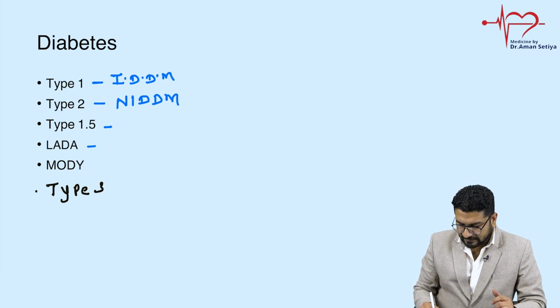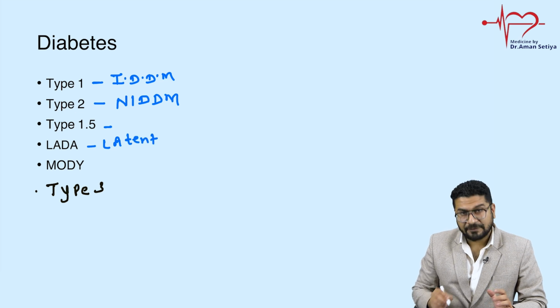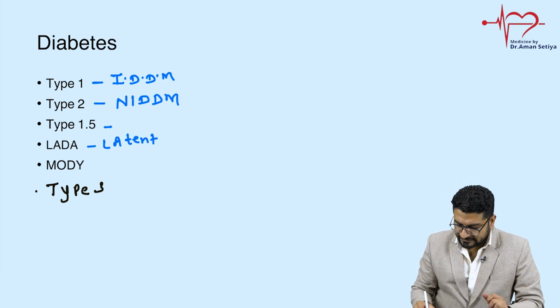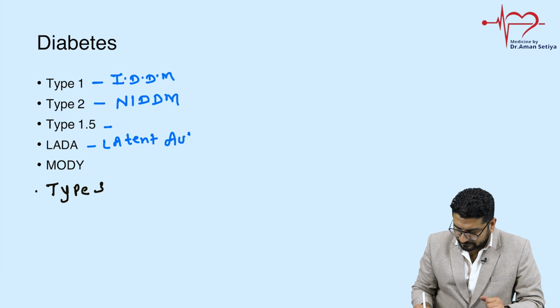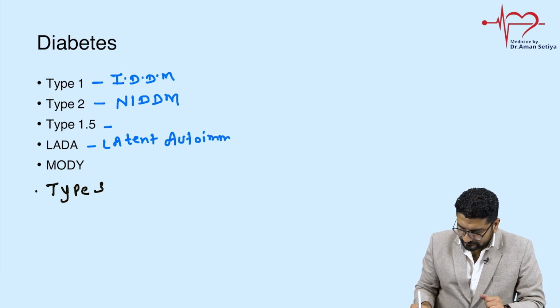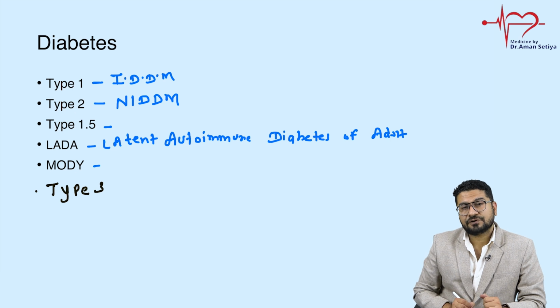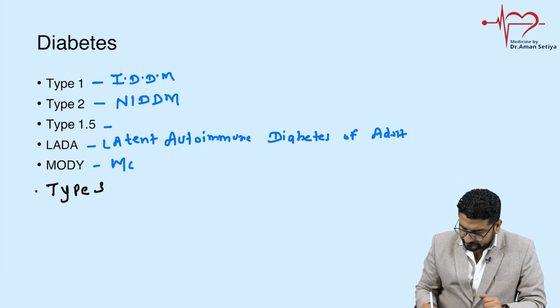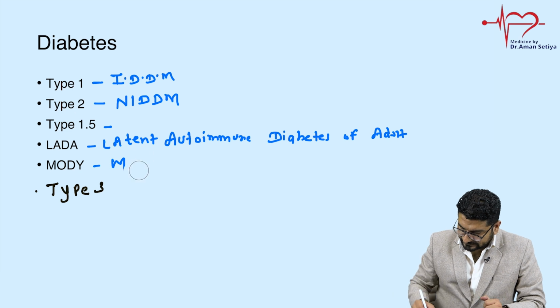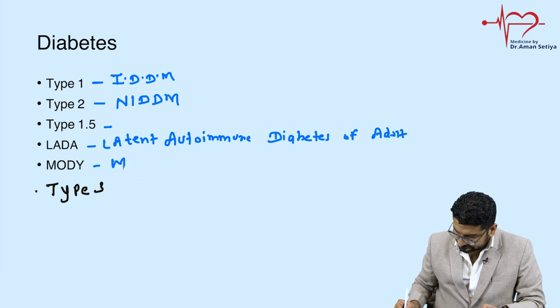Then we can have LADA. LADA is latent autoimmune diabetes of adult. So type 1.5 will have features of both type 1 and type 2. Then we have MODY, maturity onset diabetes of young.